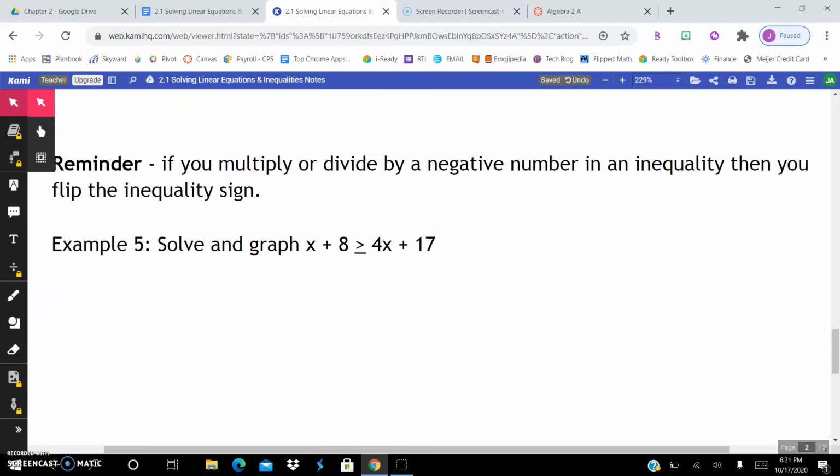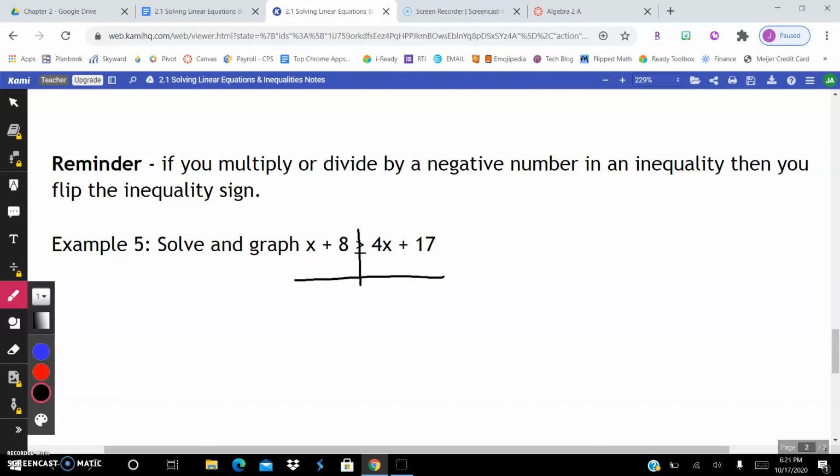Reminder now, moving on to inequalities, that if we multiply or divide by a negative number, our inequality is going to flip itself, and that's only if we multiply or divide by a negative. So for this example, we have to solve this. We're going to treat that inequality sign just as if it was an equal sign and figure out what x is here. So the smallest x is just 1x, so I'm going to subtract an x from both sides.